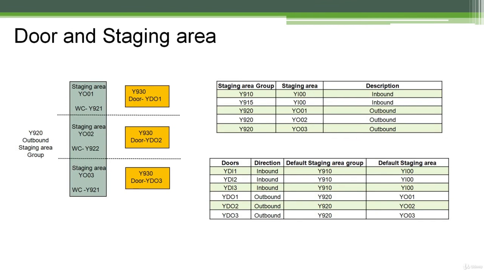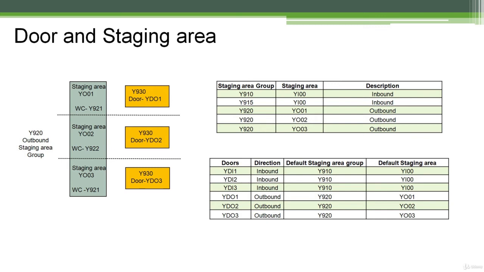Doors and staging areas. So staging areas, we have one staging area each in Y910 and Y915 storage type. So both are for inbound. Y910 is for inbound when we receive products from suppliers. Y915 is the inbound staging area group when we receive products from production.